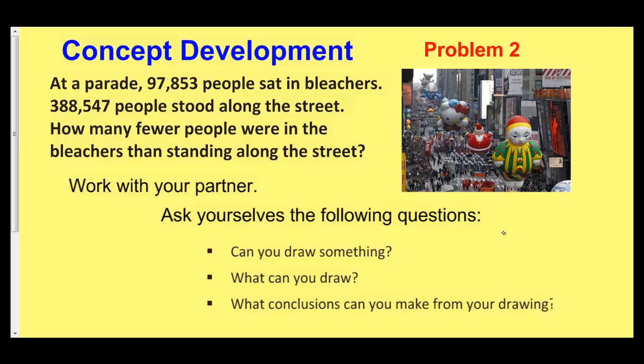388,554 people stood along the street. How many fewer people were in the bleachers than standing along the street? So again, I want you to think to yourself. It says work with your partner. If you have a partner, you and your partner can work together. But if you're doing this by yourself, just continue by yourself.